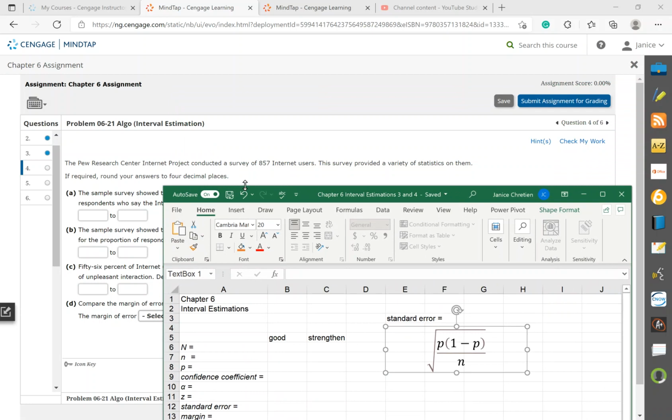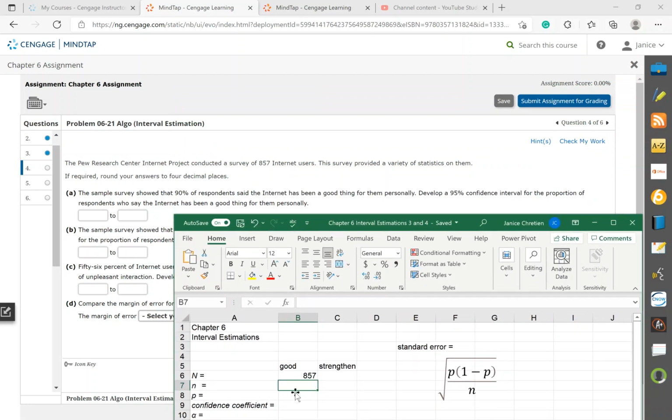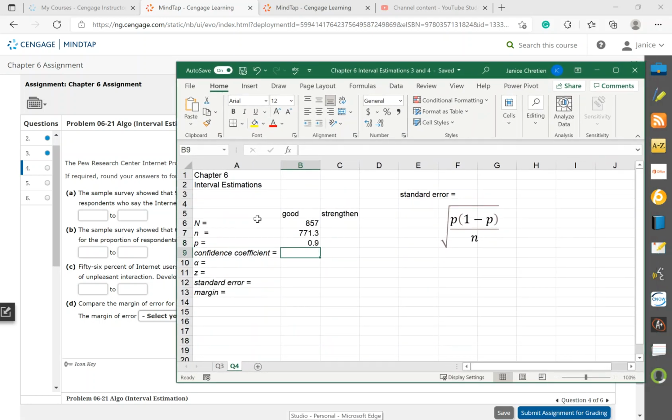the Pew Research conducted a survey of 857, and the sample showed that 90% of those felt that the internet's been a good thing for them. So the P in this case is 0.9 for 90%. So to get my N, I'm going to say how many of that. So it's going to be my N times my P gives me my little n. And it wants me to develop a 95% confidence interval. So my confidence coefficient is 0.95, which I know means my alpha is 0.05 and my Z is 1.96.